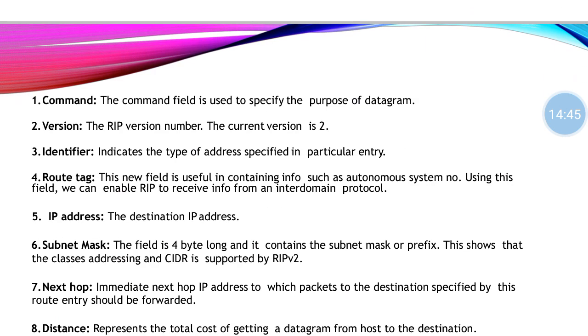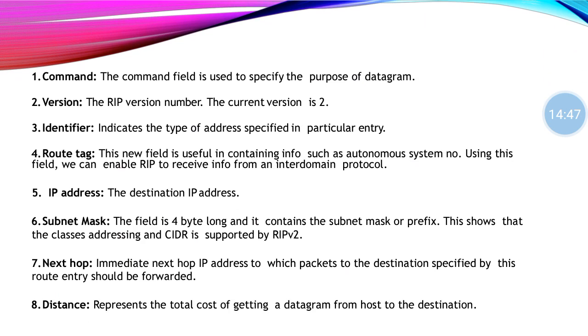Fine. So command was there in RIP version 1, version was there in RIP version 1. Identifier was also there. Route tag is new to this. We have already discussed it. IP address was also there in RIP version 1. Subnet mask, I have already discussed what is subnet mask. Next hop is the immediate next hop IP address to which the packet to the destination specified by this route entry should be forwarded. For example, in case A is the source address and C is the destination address via B, for A, B will be the next hop. For B, C will be the next hop, and so on.